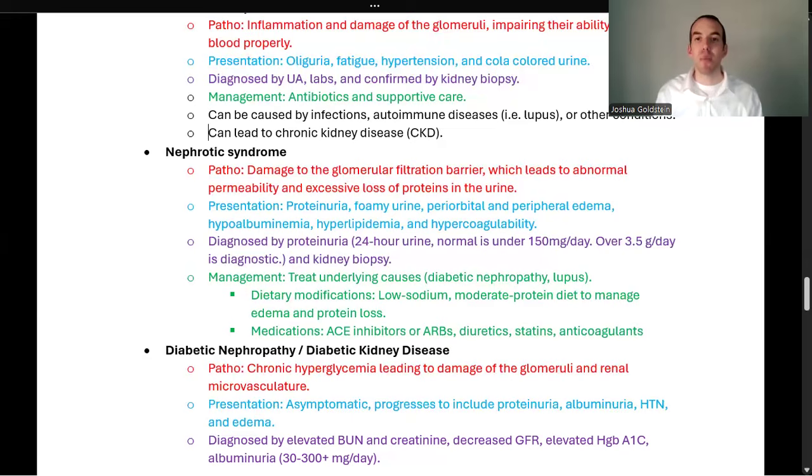If it's because of the diabetic nephropathy, treat that. We mentioned lupus just a minute ago. If that's the problem, treat that in order to get rid of the nephrotic syndrome. These patients will probably need dietary modifications in the recovery process and in the acute setting. And that's going to include low sodium and moderate to low protein diet to manage their edema and their protein loss.